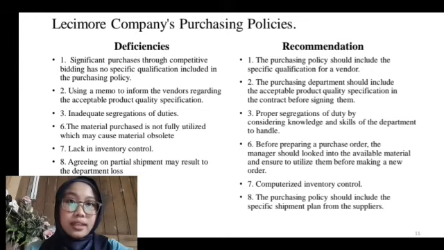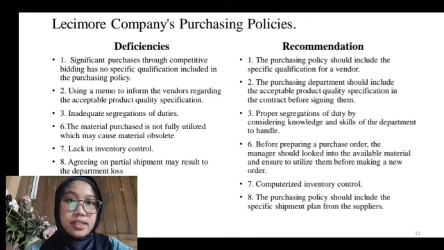And then the second deficiency is using a memo to inform the vendors regarding the acceptable product quality specification. So the purchasing department should include the acceptable product quality specification in the contract before signing. This is to make sure that the vendors can comply with the specification that the company wants.